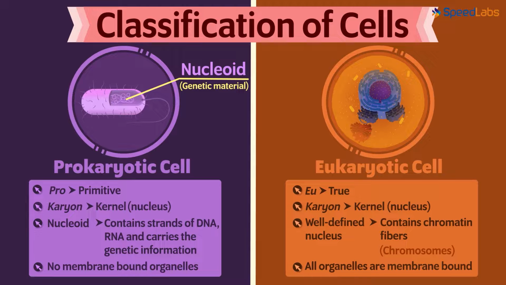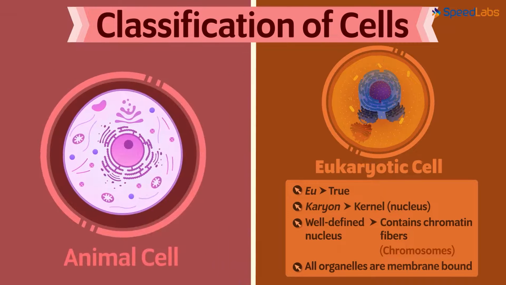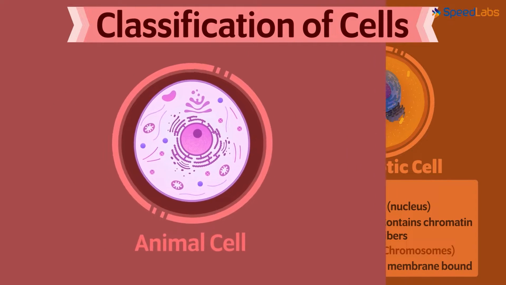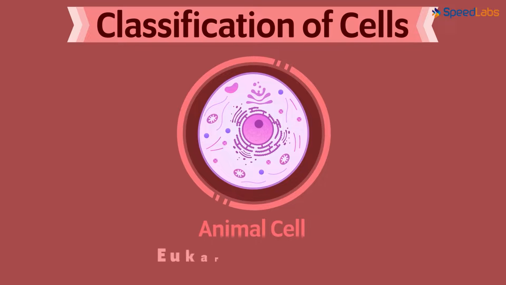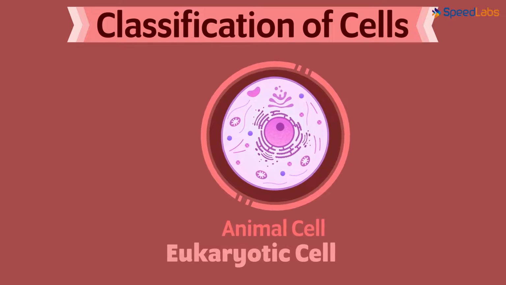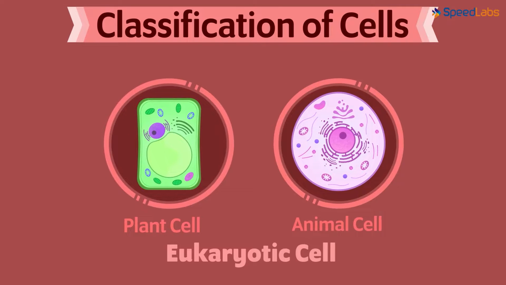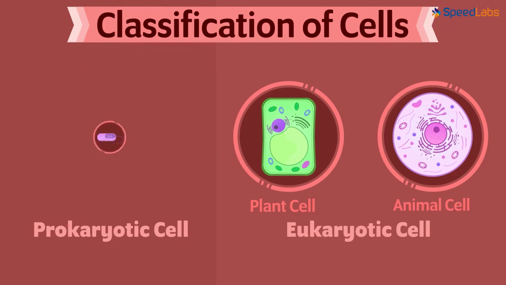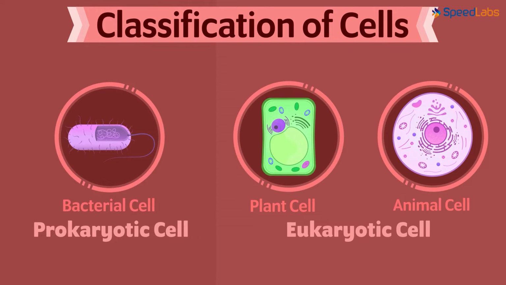Now tell me one thing. Doesn't this look like an animal cell? Yes, it does. And that's because this is an animal cell. So is animal cell an example of a eukaryotic cell? Yes, it is. Both plant and animal cells can be included in the category of eukaryotic cells. So which cells will be in the prokaryotic types? Cells of lower organisms like various bacteria have prokaryotic cells.